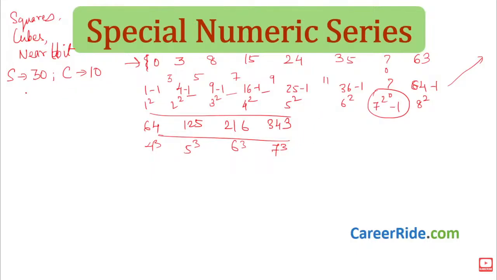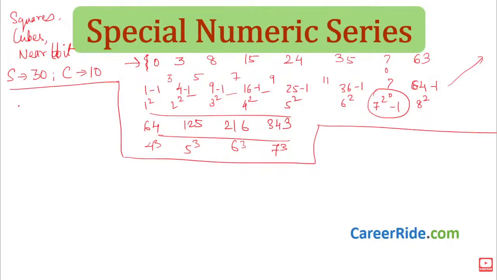Now after this, let's take a look at another very important special series, and that is the prime number series. You know what prime numbers are? Prime numbers are those numbers which are divisible only by themselves and 1, and no other number. So we know 1 is not a prime number. Prime numbers start with 2, 3, 5, 7, 11, 13, 17, 19, and so on. This is the prime number series.